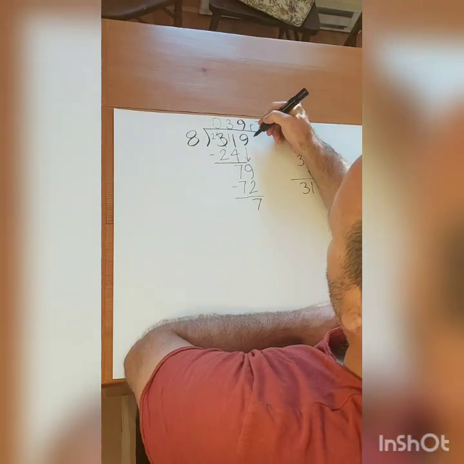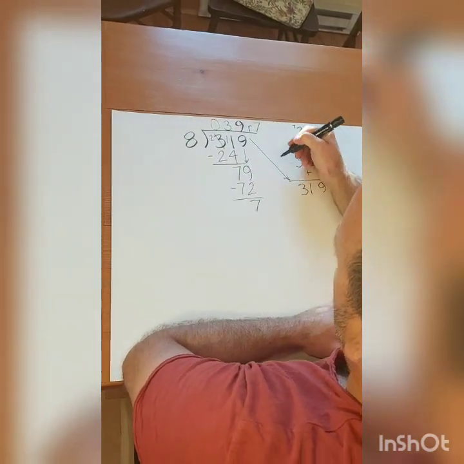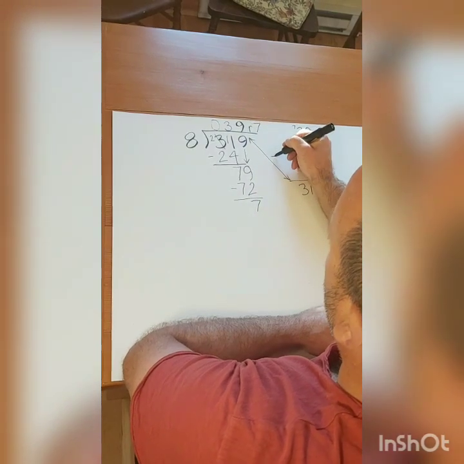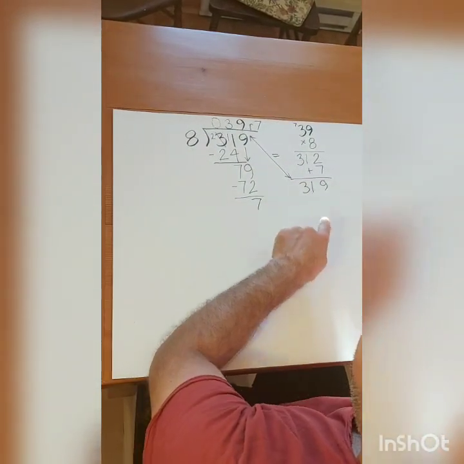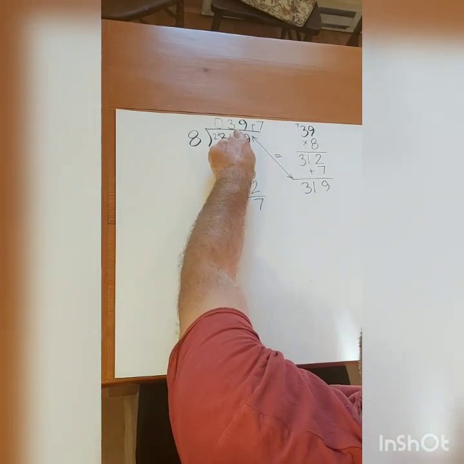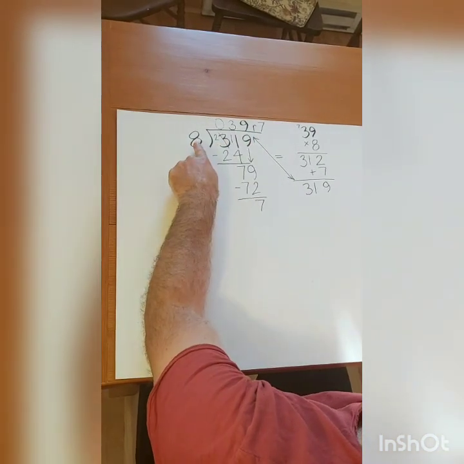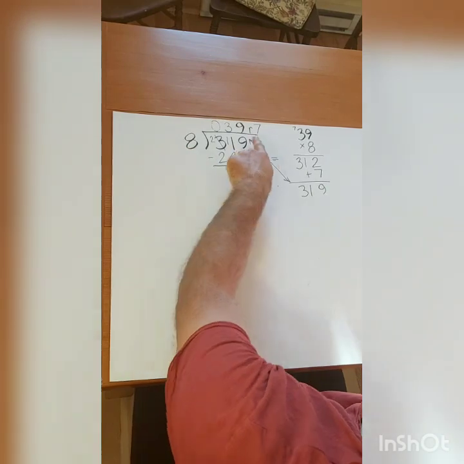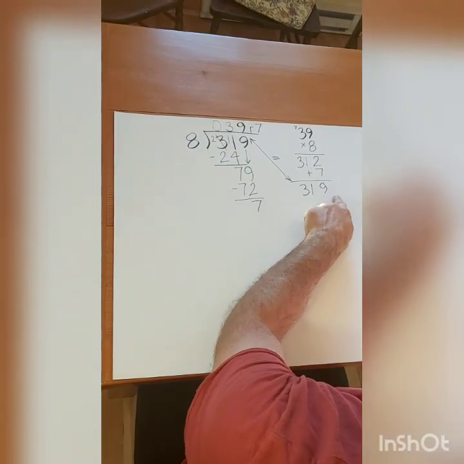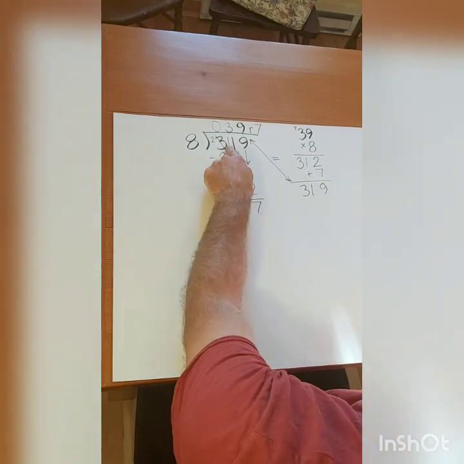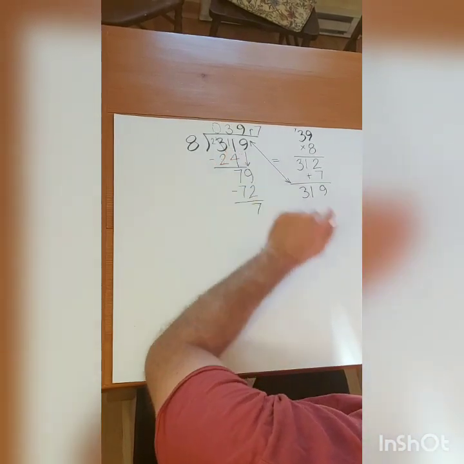And now you can see that they're equal. So that's a simple way to check your answer: you take your quotient, multiply it by the divisor. If there's a remainder, add it to your answer. And this answer here should be the same as your dividend over here.